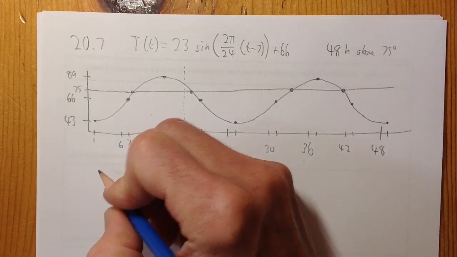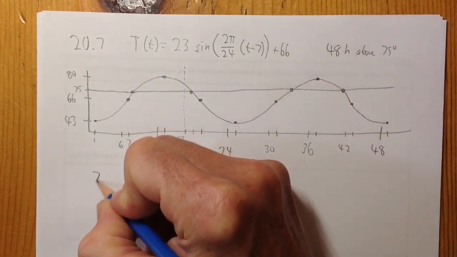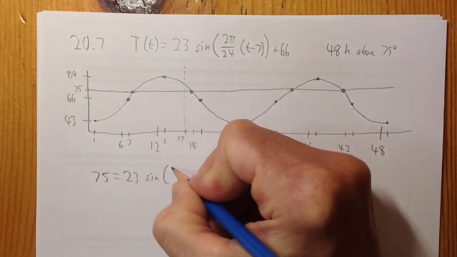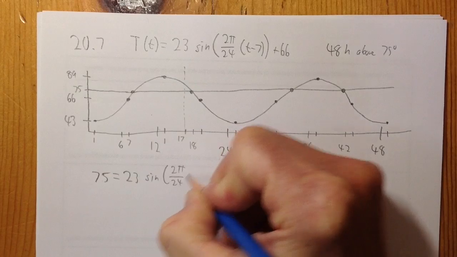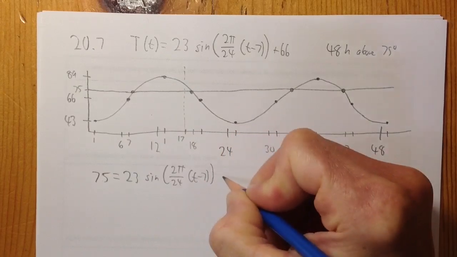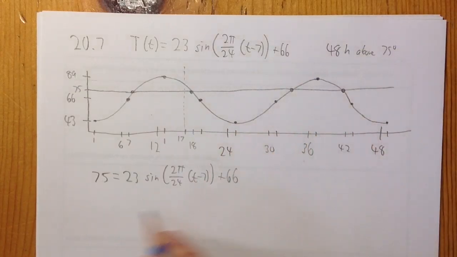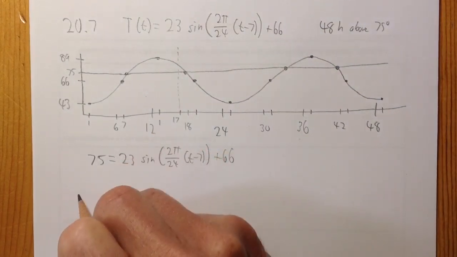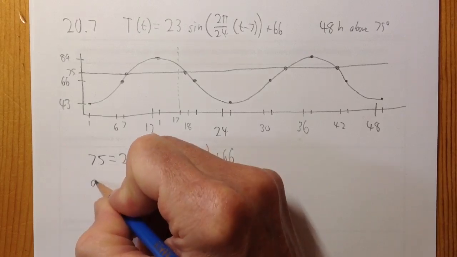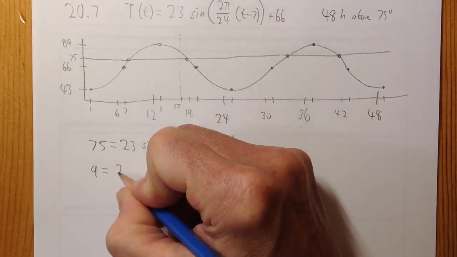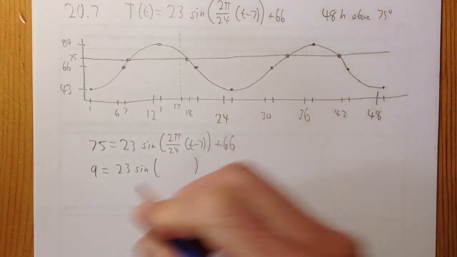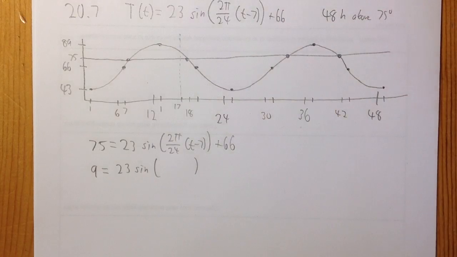Okay, so now the math part. We set our temperature equal to 75. So 75 equals 23 sine of 2 pi over 24 times t minus 7, plus 66. Okay, take away 66 on both sides. That would be 75 minus 66 is 9. Yep, 9 is equal to 23 sine of all that stuff. Divide both sides by 23, and I'm going to decimalize it because it's just not going to be pretty.